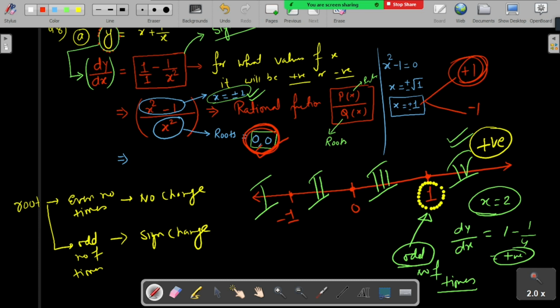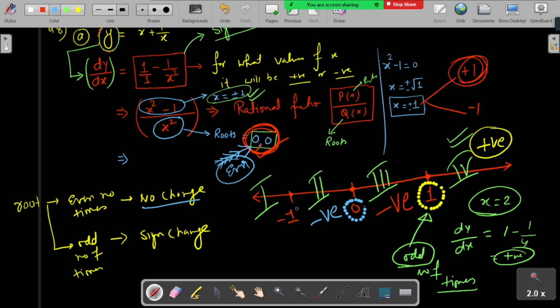Okay, so the concept is that it will change the sign. If the right hand side is positive, this side will be negative for sure. Now please see this 0. Can you tell me how many times 0 is coming in your roots? It is coming two times, so it's even. Two times means even repetition, so there will be no change. If one side has negative, this side will be the same negative. Is it okay?